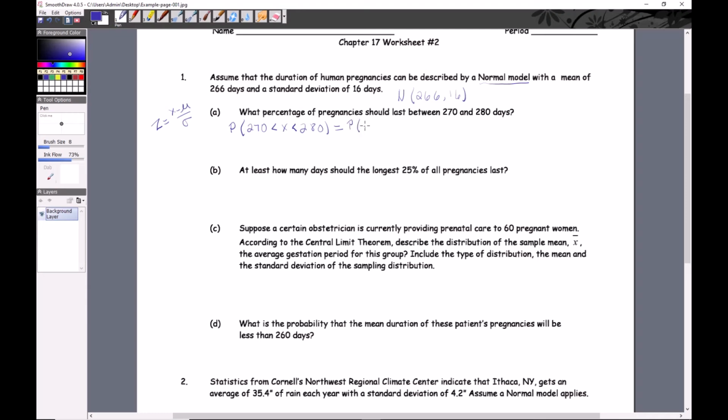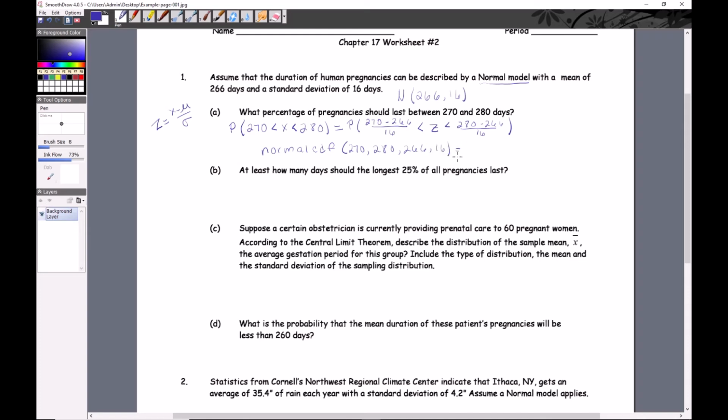That means we have to standardize. So this is the probability that Z is between 270 minus 266 over 16, less than Z, which is less than the same, only with 280. So 280 minus 266 over 16. And we'll get that probability. I'm going to do this the quick way using the features in your NSPIRE. So this will give us a normal CDF, from low is 270 to high is 280. Mean is 266. Standard deviation is 16.